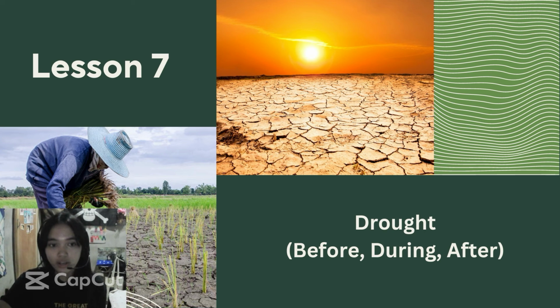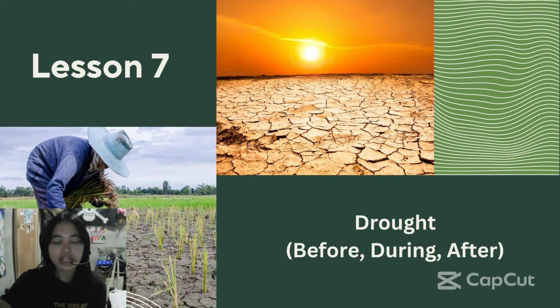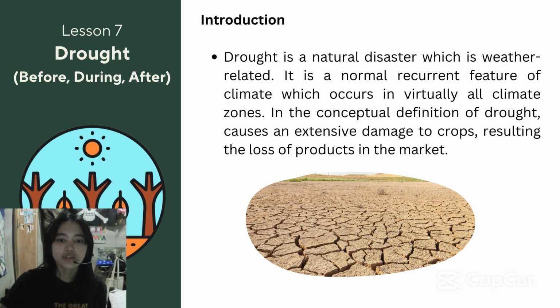So good day everyone. Again, I'm Andreanne Gorres, and today we will discuss the last topic in this module, which is the precautionary measures before, during, and after the natural disaster drought. But before that, let's first discuss the definition of drought. So drought is a natural disaster which is weather related. It is a normal recurrent feature of climate which occurs in virtually all climate zones.